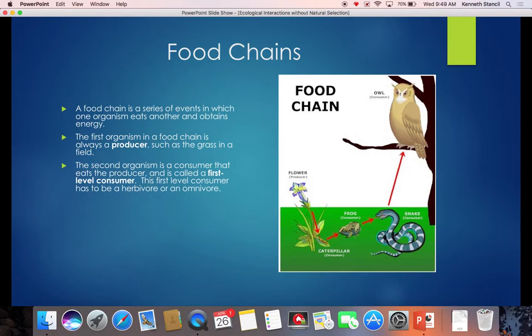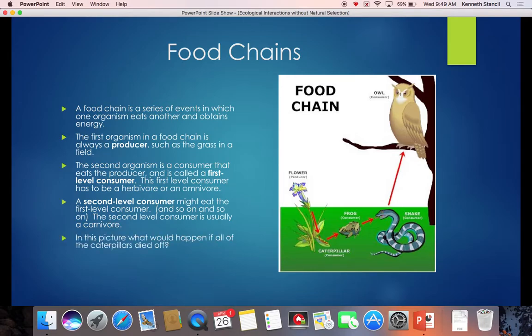Now, my question is, a Venus flytrap, is it a herbivore or a carnivore? Or an omnivore? Do Venus flytraps eat anything other than bugs? They have to, right? When they grow from a seed, they don't have a bug on the ground. So they are producers, and they are also carnivores. They eat both, so they're omnivores. A second level consumer might eat the first level consumer, and so on and so on. The second level consumer is usually a carnivore. Second level normally eats meat. Okay?